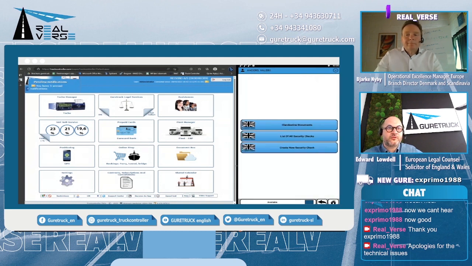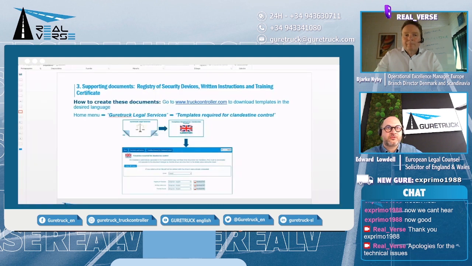So I think for the time being, I will take back control and we will carry on talking. We've now looked at how you subscribe to the service and how you create the security checklist. And if you remember, in the beginning I said that there were 4 documents on the road. One is the security checklist. The other 3 supporting documents are the registry of security devices.